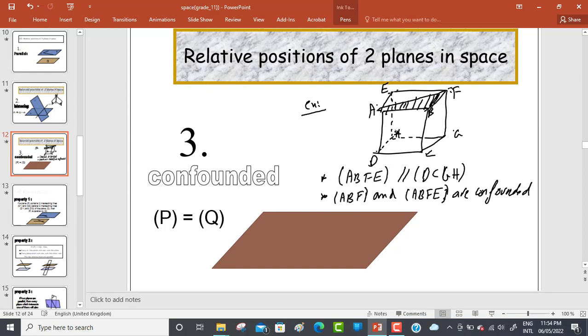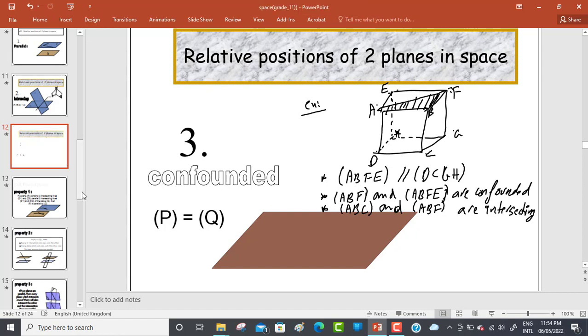For example, if you take the plane ABCD or ABC, whatever, and the plane ABF, ABC and ABF are intersecting, and the line of intersection is the line AB.